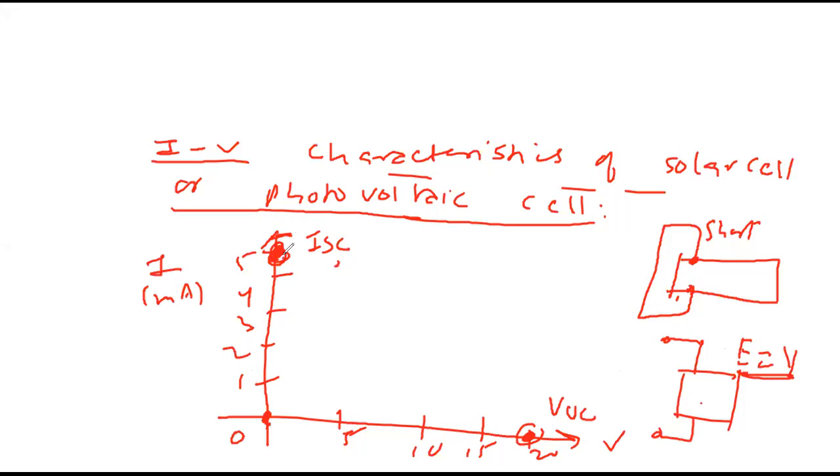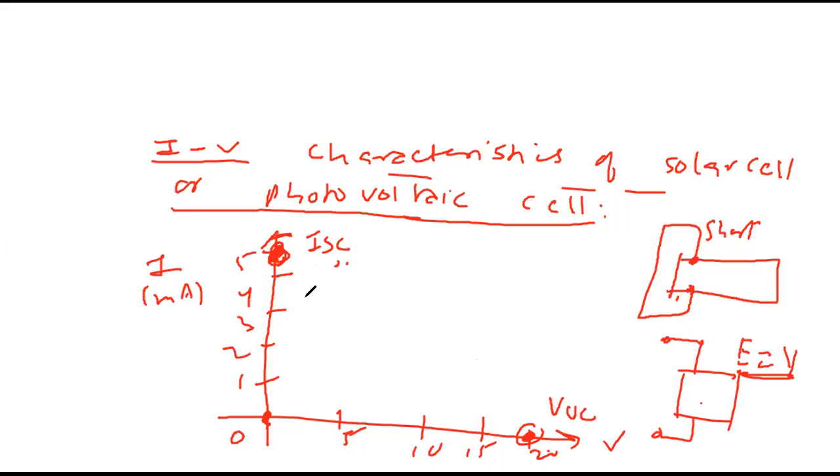Once in the entrance exam they had marked this and asked the meaning of it. So if voltage is zero and current is given, it is short circuit current. If current is zero and voltage is given, it is called open circuit voltage. V open circuit, I closed circuit.